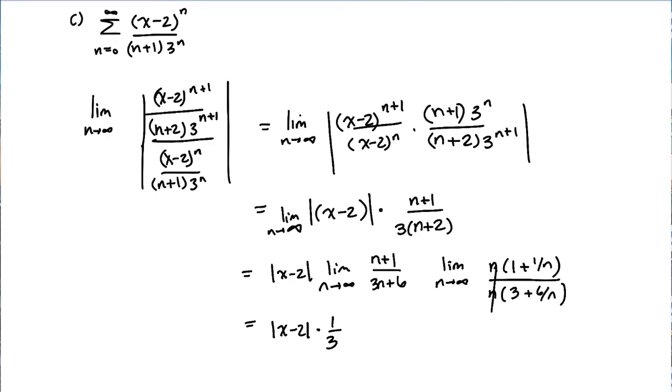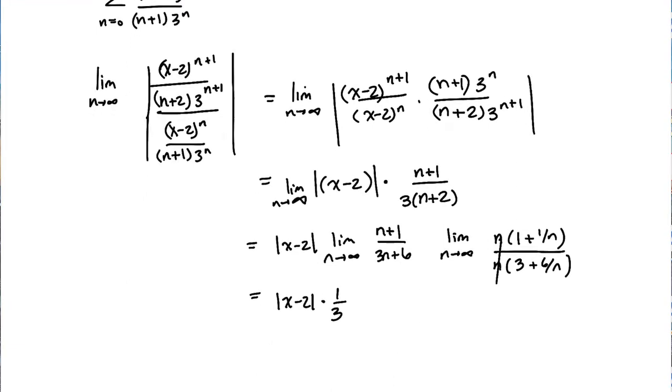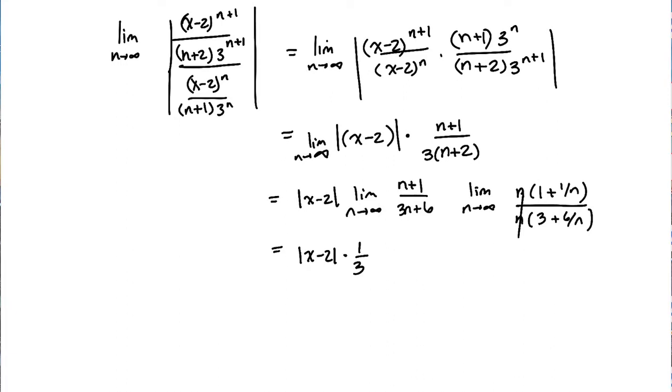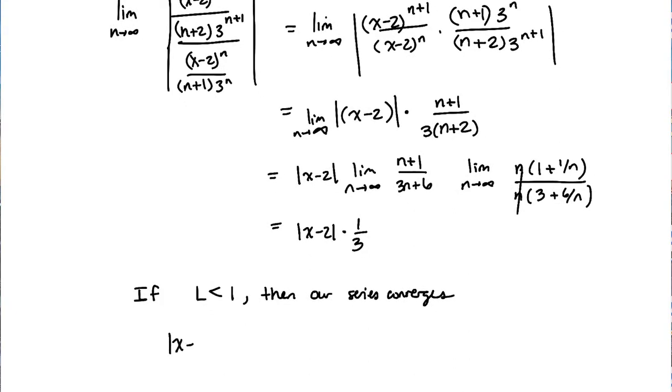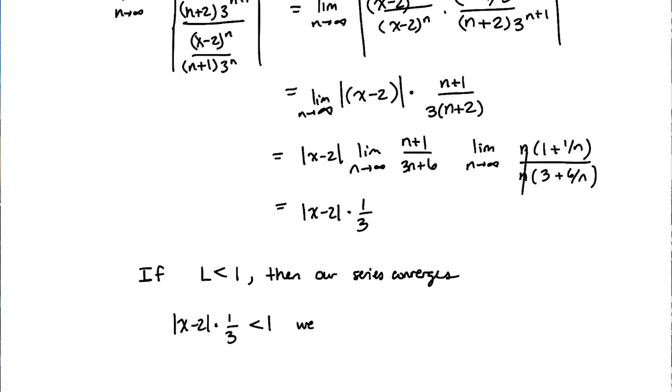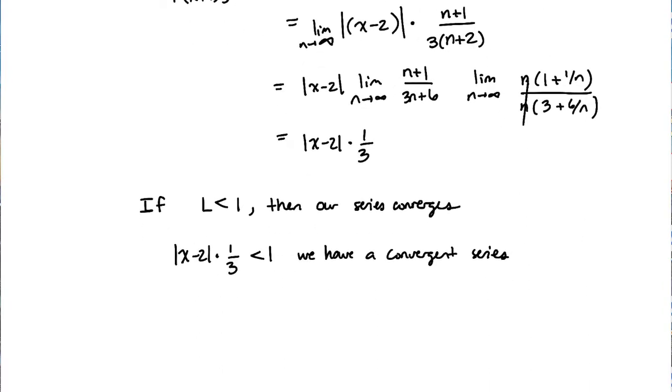Okay, so for our first instance, we have an actual finite limit. So remember that if our limit is less than 1, then our series converges. Okay, so if |x minus 2| times 1/3 is less than 1, we have a convergent series. Why are we not worrying about it being less than 0? Because absolute value, we can't have a negative. So I'm not worried about that. I'm only verifying where it's less than 1.